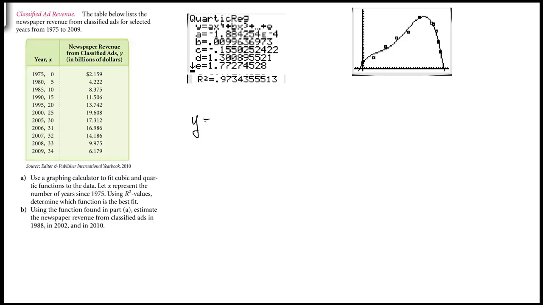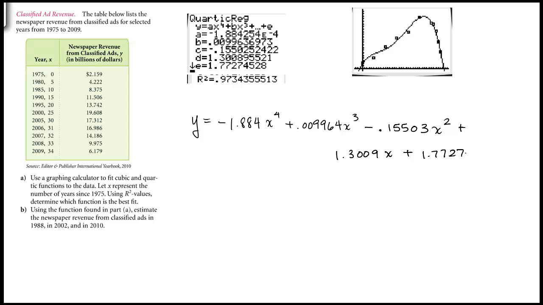So the equation that we have here is y is equal to negative 1.884 x to the fourth plus 0.009964 x to the third minus 0.15503 x squared plus 1.3009 x plus 1.7727.